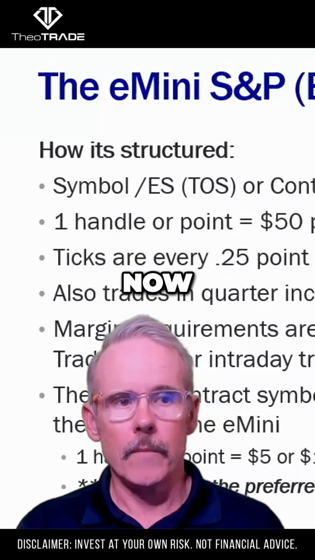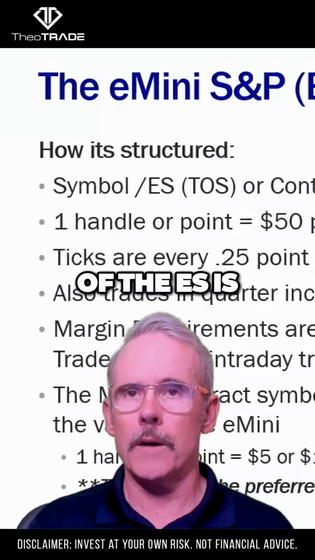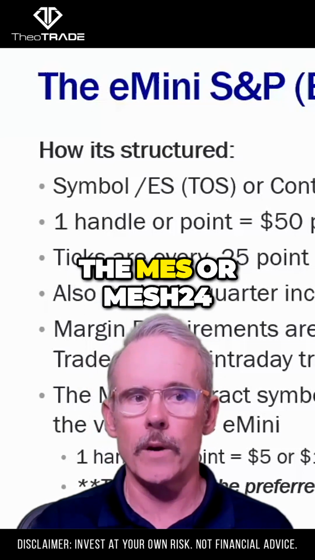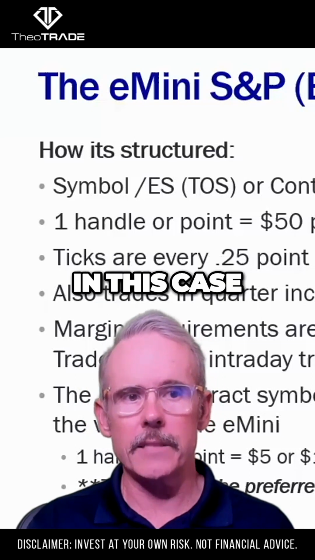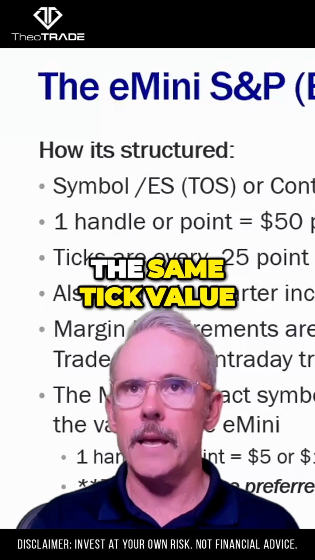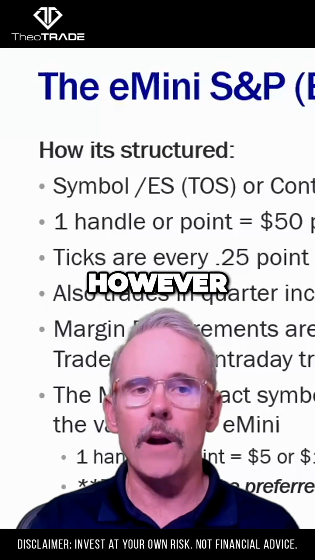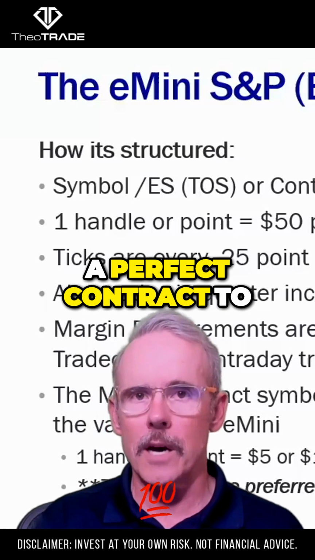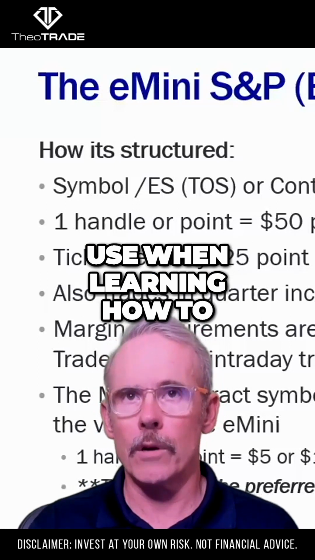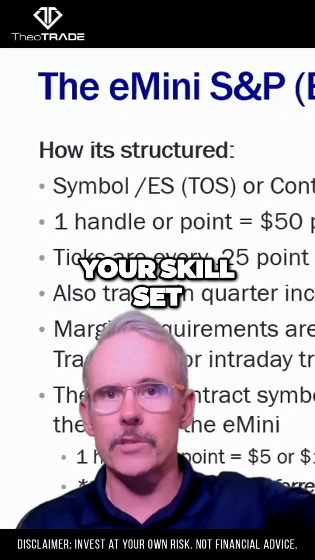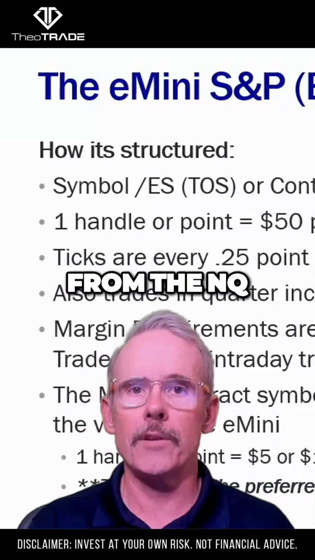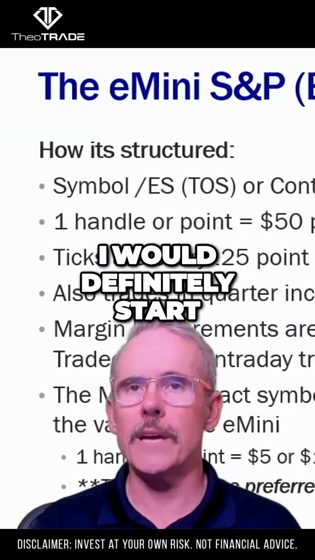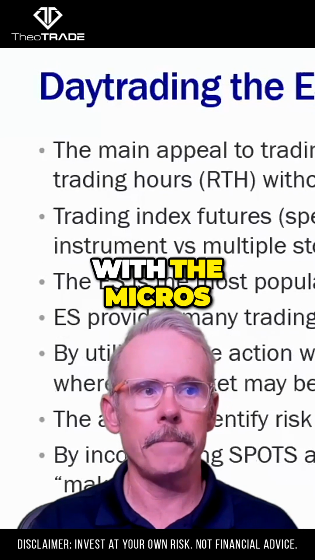Now, the micro of the ES is the MES or MESH24. In this case, same tick value. However, everything is worth a tenth of what it is on the mini. So a perfect contract to use when learning, if you're expanding your skill set into the ES from the NQ or just getting started in futures, I would definitely start with the micros, okay?